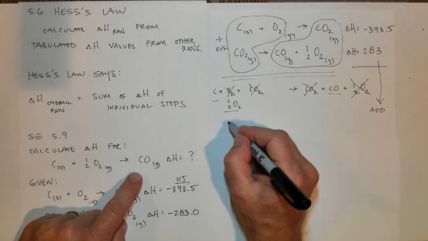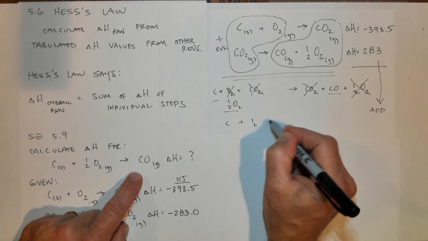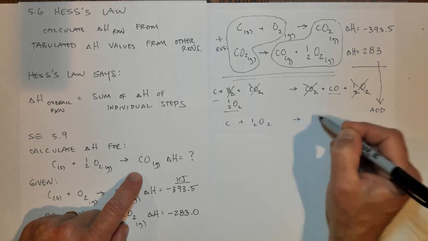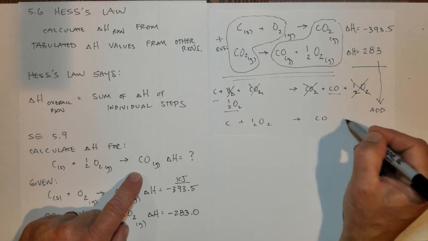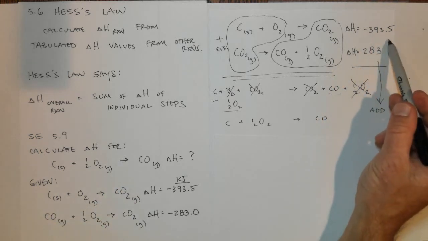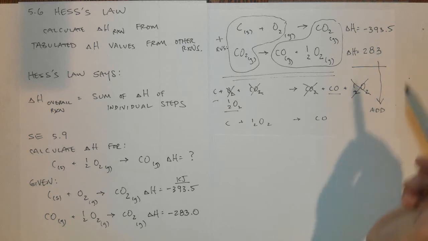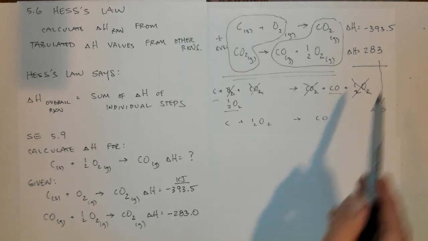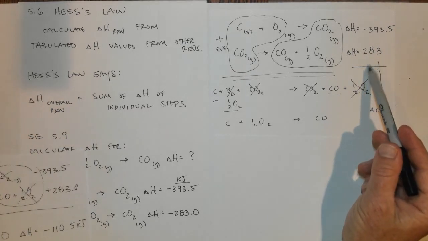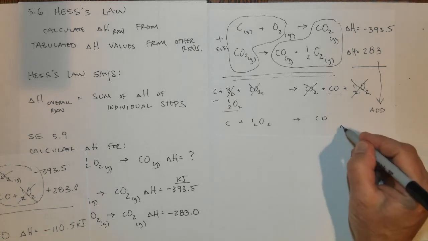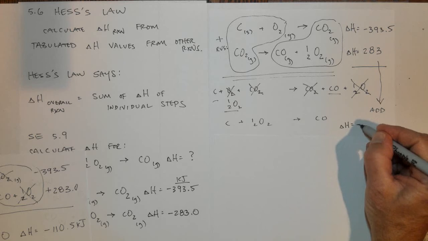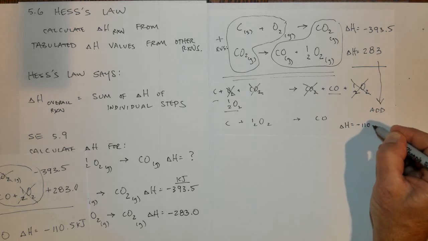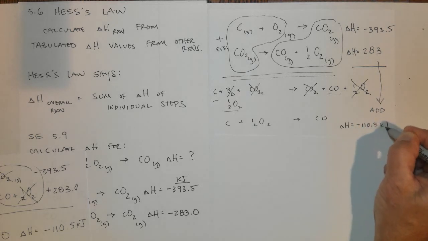That's why I manipulated those two reactions, to end up with the goal reaction of C plus 1/2 O2 goes to CO. And then when I add the enthalpies together, it's negative 393 plus a positive 283, and so I end up with an enthalpy for this reaction for the production of carbon monoxide as negative 110.5 kilojoules.